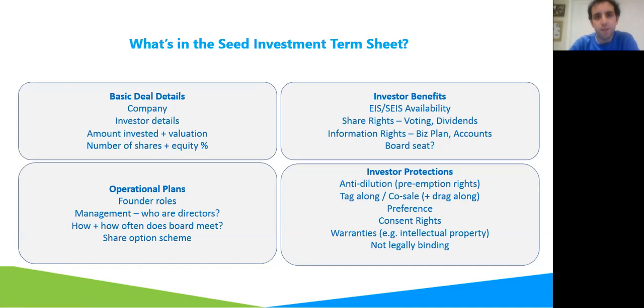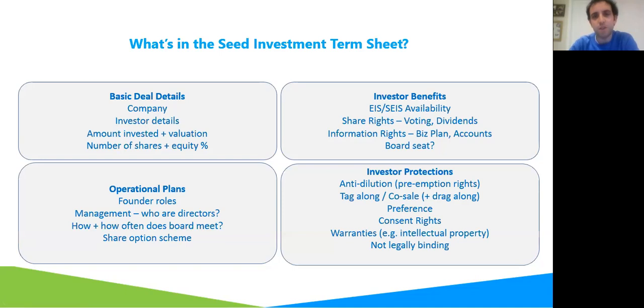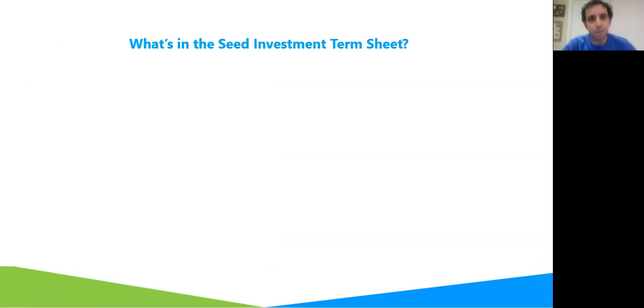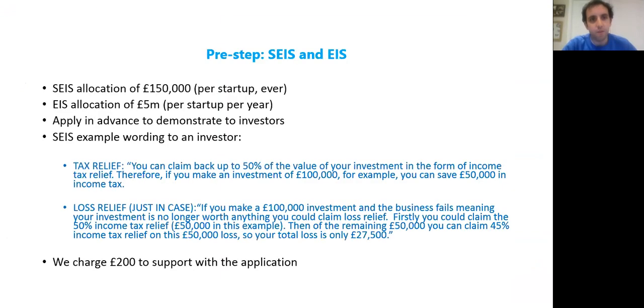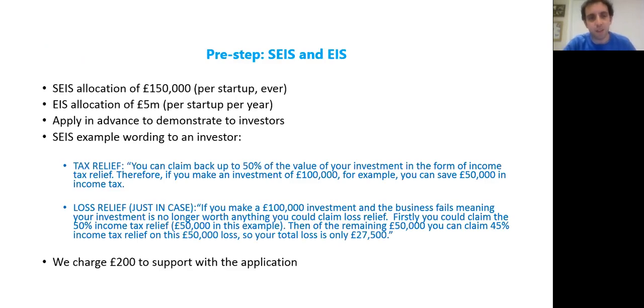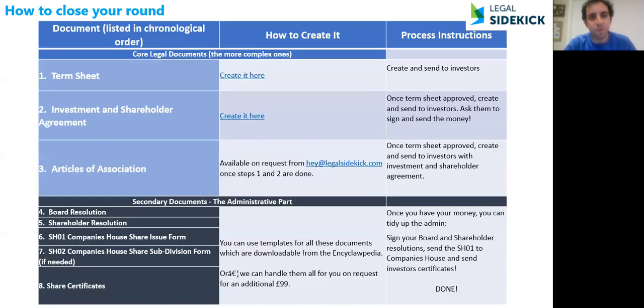So this is all about the term sheet. As I said, it does translate into the main document. So let's just take through our example, where you've got your angel investors, they're putting in their 200,000, they're getting 20%. You've got your SEIS and your EIS lined up, so you can give them the big thumbs up on that one. You're going to create your term sheet and send it to them.